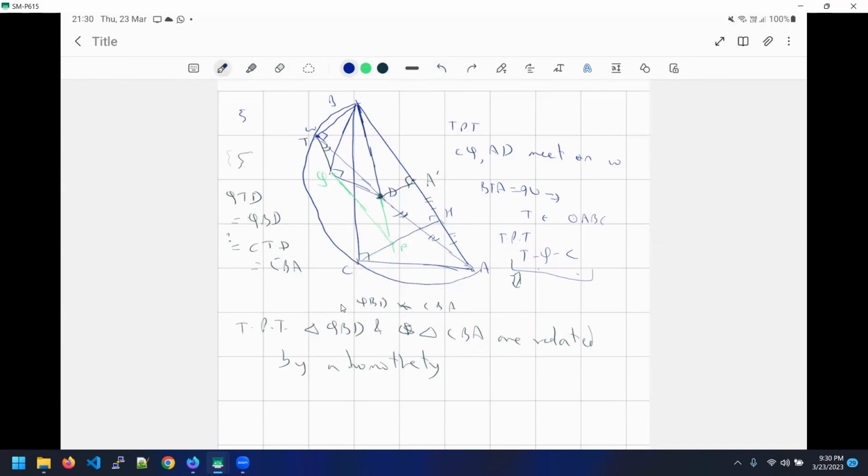Sir, did you use that PQ is tangent? Yes, sir. Where did we use that PQ is tangent to the circle? No, we have not used it so far, but we will have to use it now. Okay, sir.